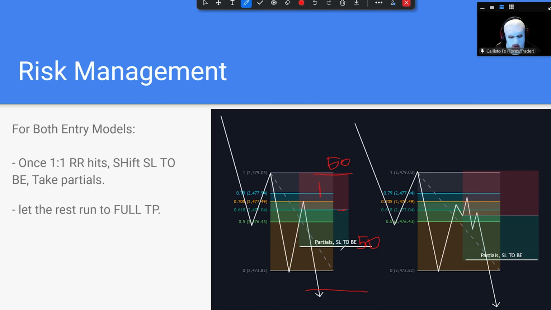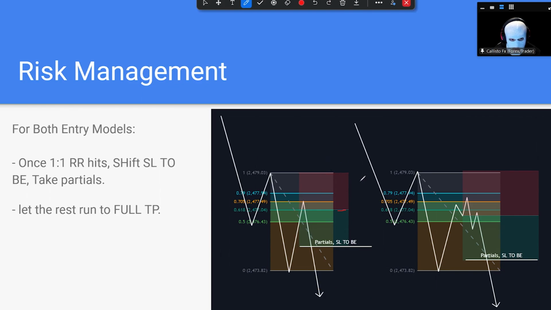Set your SL to break even and take partials. Okay, you want to ensure you go risk-free, just in case price decides to do this. Comes down, doesn't break below its own low and continues higher. This is how you should risk manage.